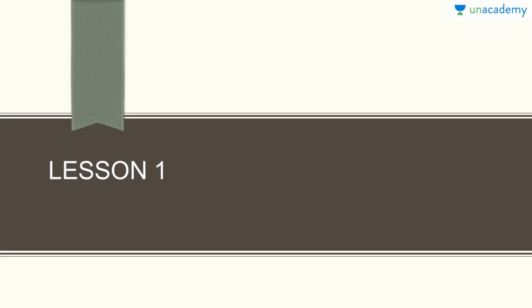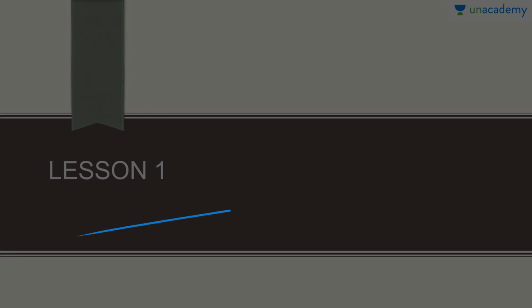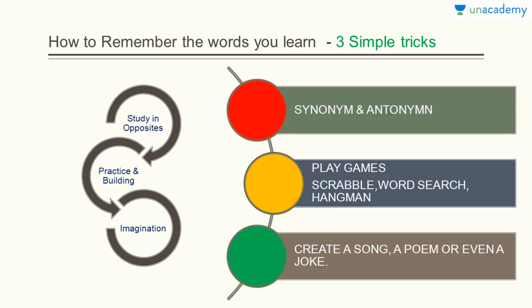Hello everybody, welcome to my first lesson, Lesson 1: How to Remember the Words You Learn. 3 simple tricks. First one is study in opposites, by which I mean the synonyms and antonyms for every word you learn. Second, practice and building. Play games: Scrabble, word search and hangman. Lastly, imagination. This is the key and the most important. Create a joke, a poem, or even a song.